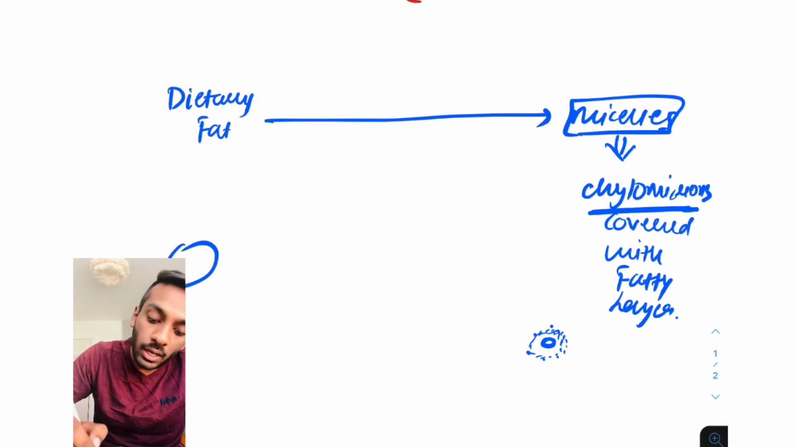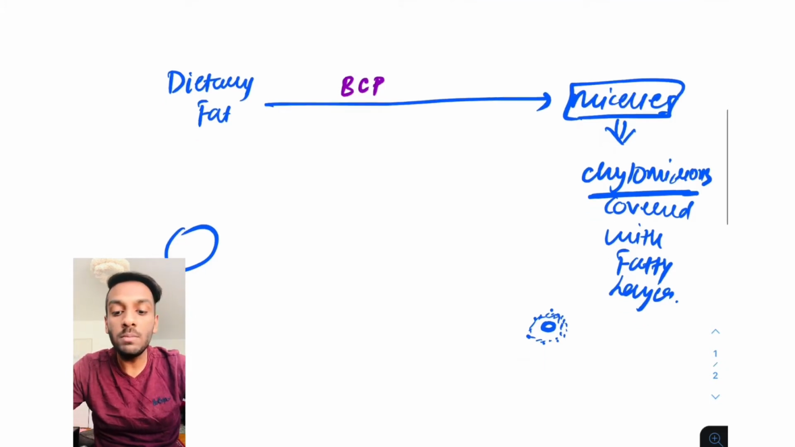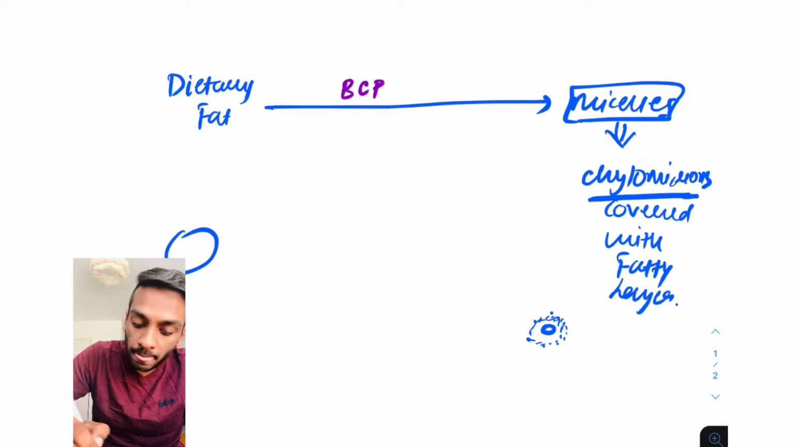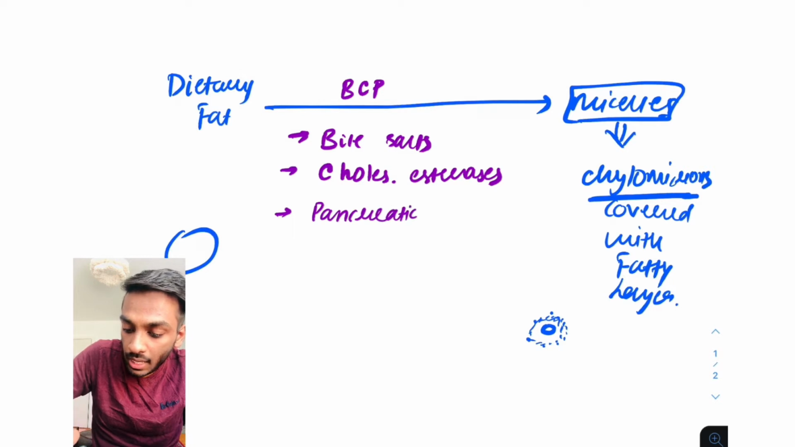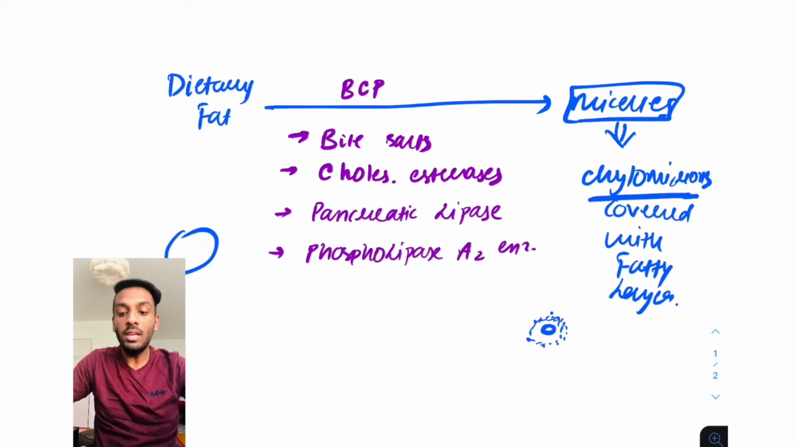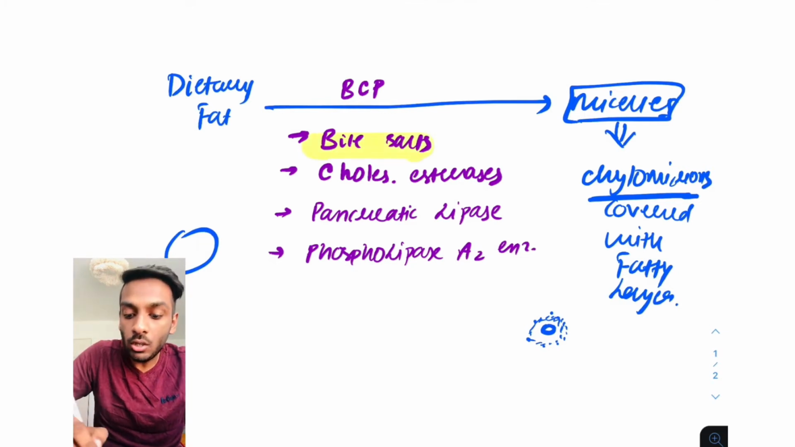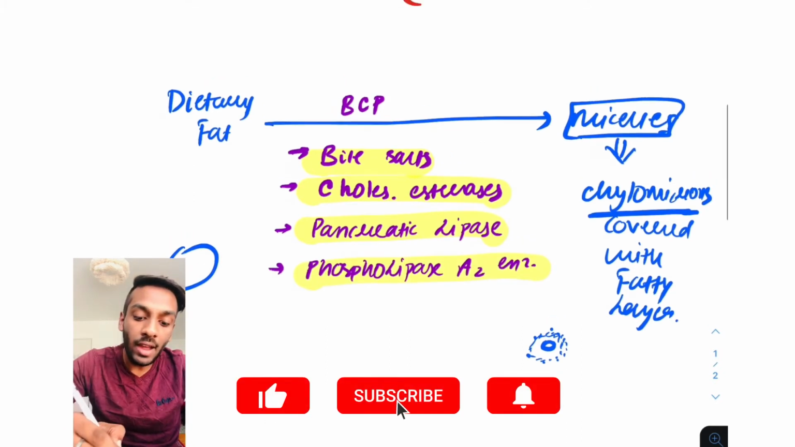This is converted by the BCP, not the ACP of the police. Not the assistant commissioner of police, but the BCP. Now what is this BCP? B is for bile salts, C is for cholesterol esterase, the enzyme, and P is for pancreatic lipase and phospholipase A2 enzyme. These four things are very important: bile salts, cholesterol esterase, pancreatic lipase and phospholipase A2 enzyme. These will convert the dietary fat into micelles.